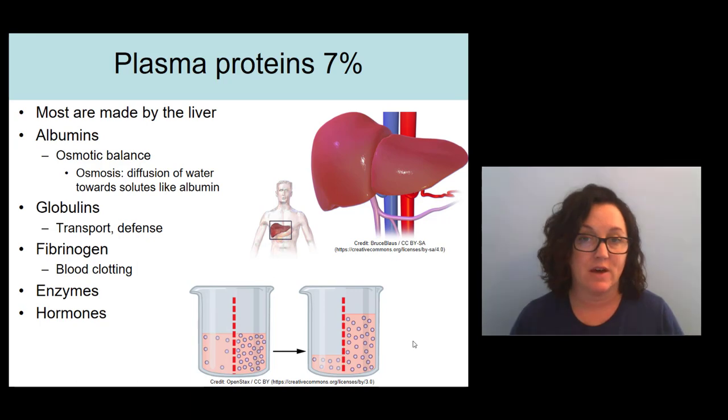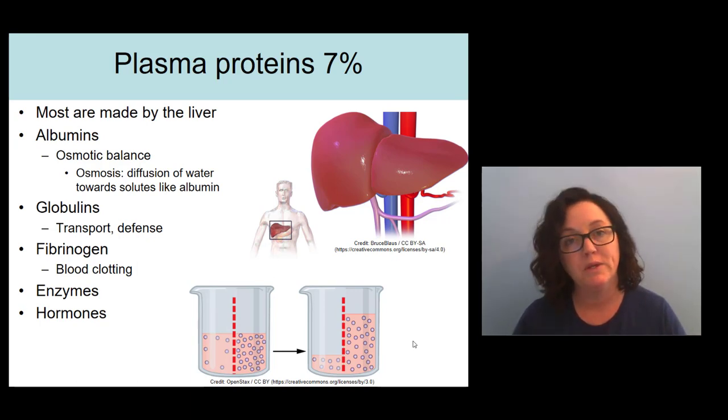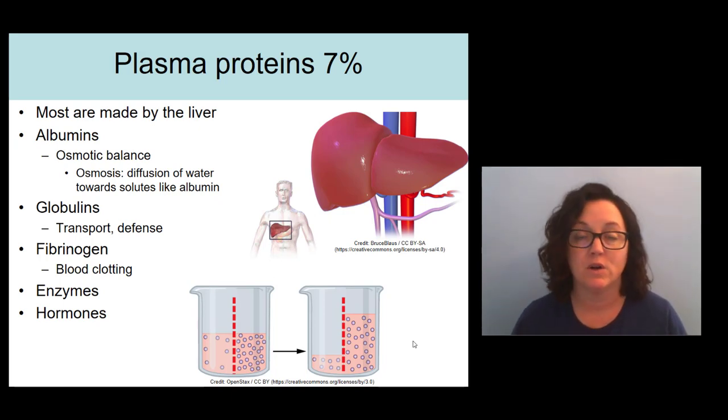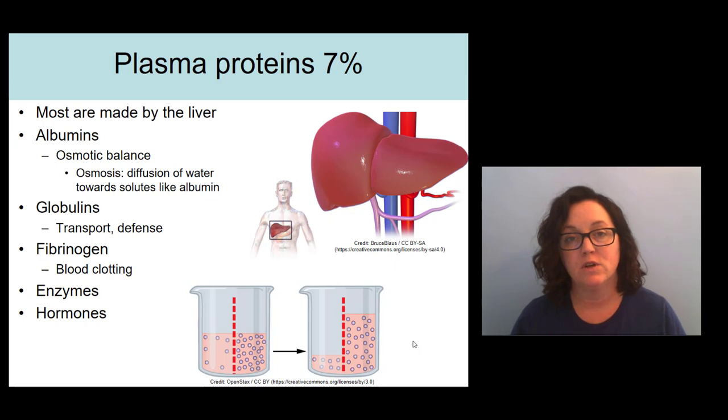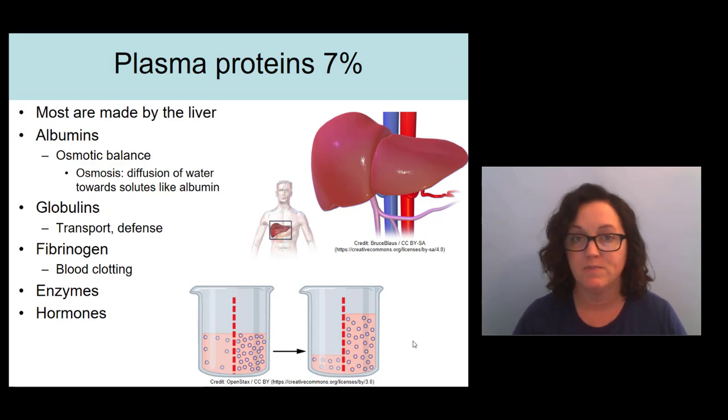Albumin acts as a solute in our blood plasma, and it will be really important when it comes to exchanging water in the body. Another type of protein we find in blood plasma are globulins. Globulins include the immunoglobulins, which are better known as antibodies and help us to defend against foreign invaders.